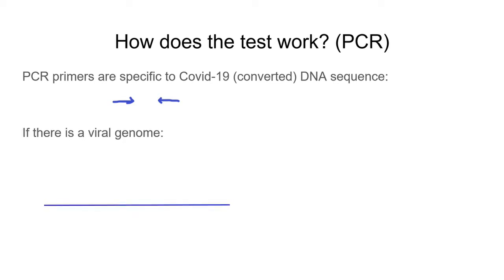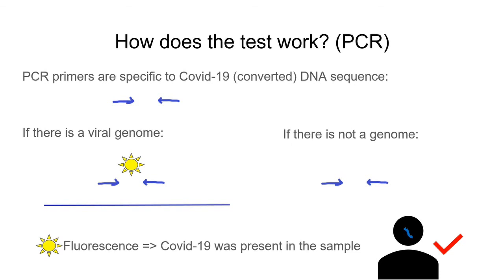If there is a viral infection, there is a viral genome present, and the PCR primers will target it. In that case, fluorescence will be emitted and detected, and the sample will be marked as positive for the virus. On the other hand, if there is no viral infection, no viral genome is present, and no fluorescence will be detected. This sample will be marked as negative for the virus. To summarize this step, if fluorescence was detected, it is likely that the virus was in the collected sample.